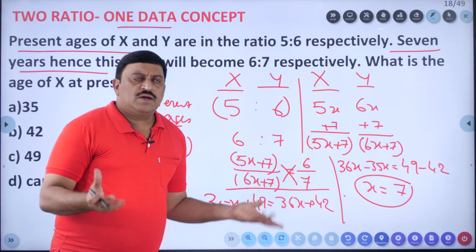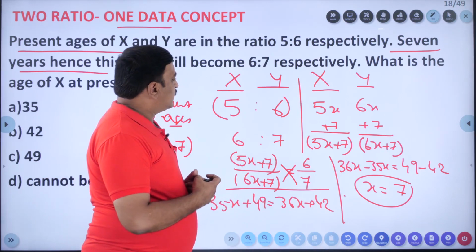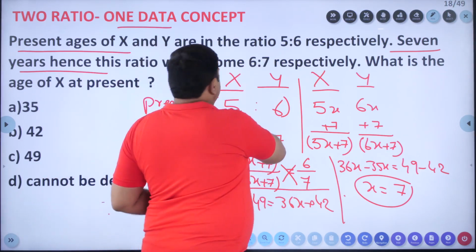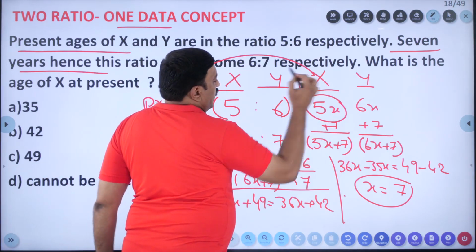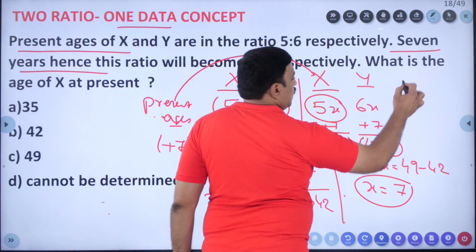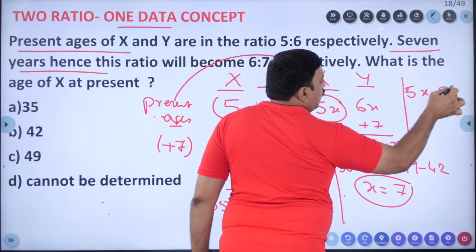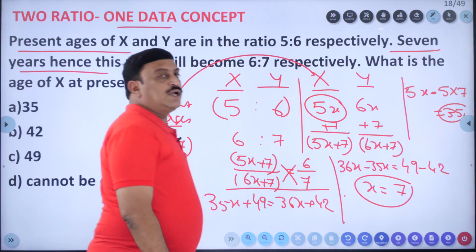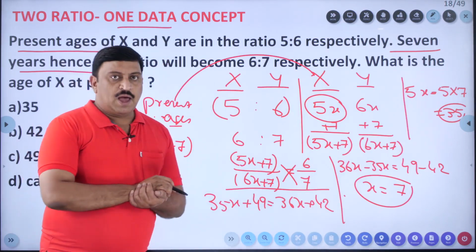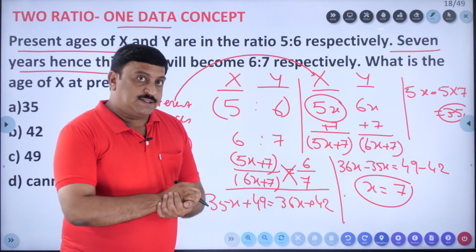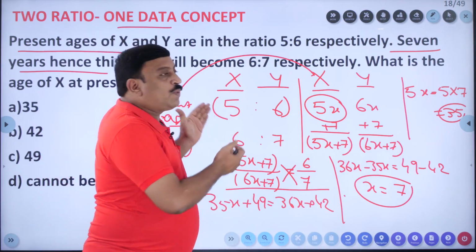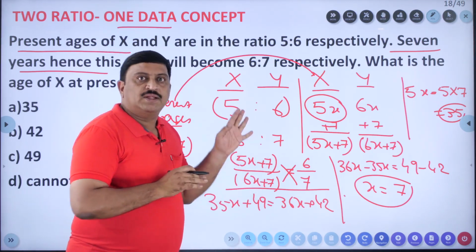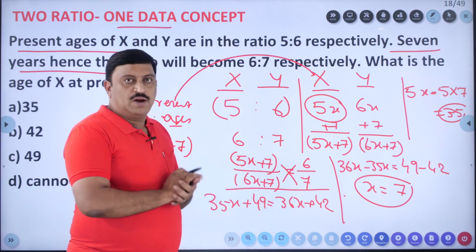Once we got x, our job is almost done. What is the present age of x we need? The present age of x is how much? It is 5x. So, your answer is 5x is equal to 5 into 7, that is 35 years. This is what you have learned in your basic school studies, right? When the ratio and proportion arrived in 8th class, you must have done this entire part in this model.